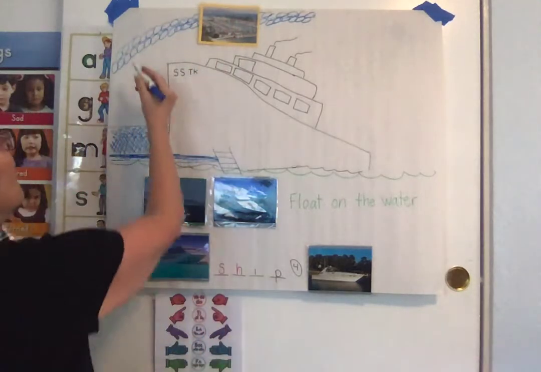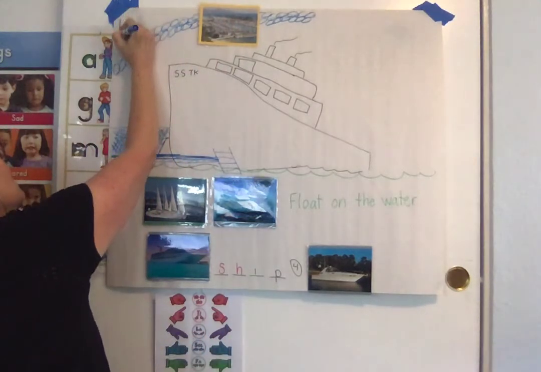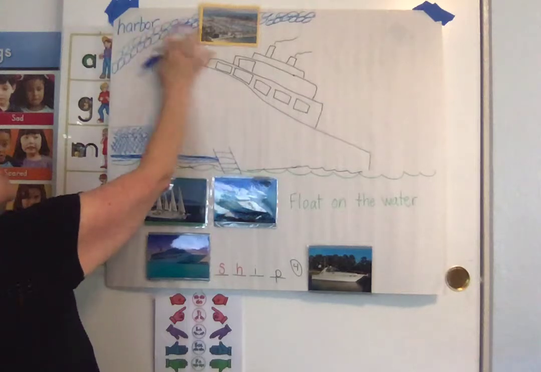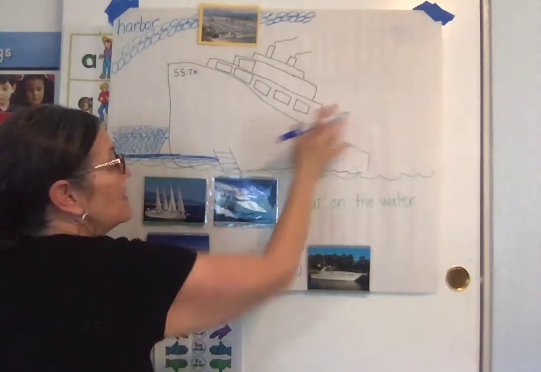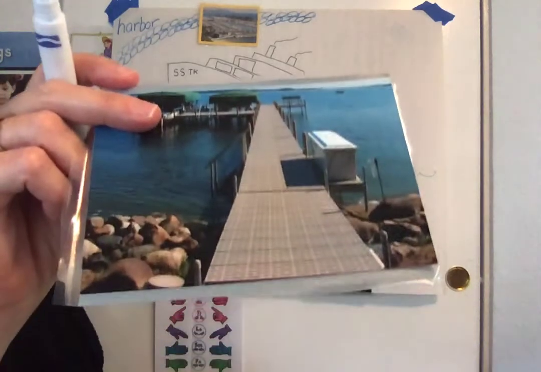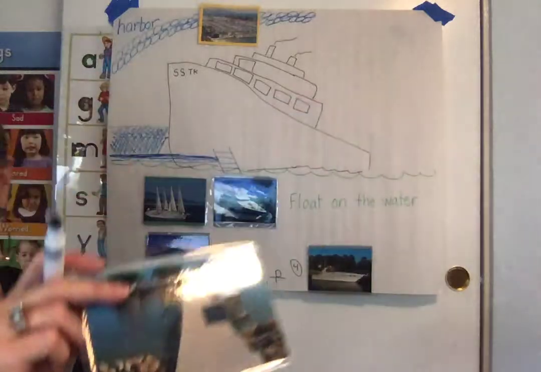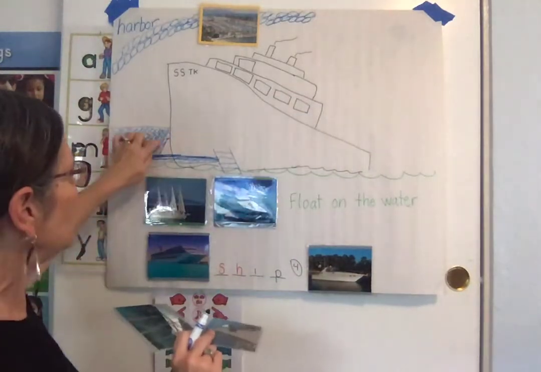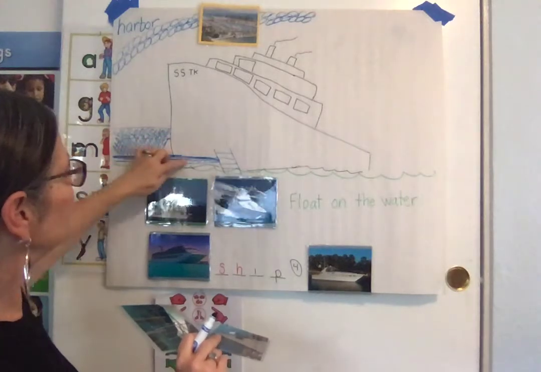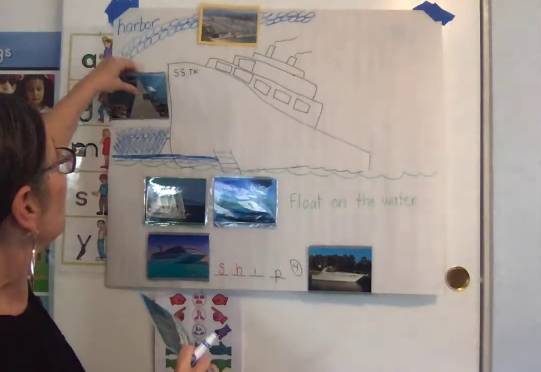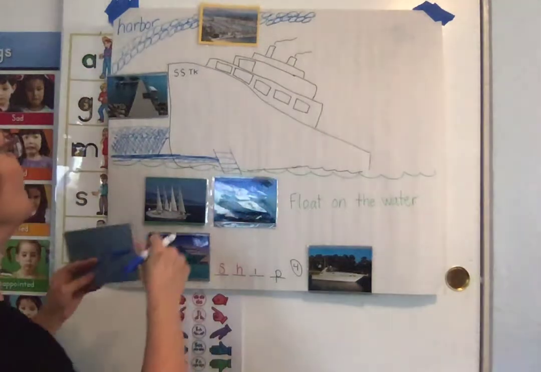So let me write harbor. H-A-R-B-O-R. So the space inside is called the harbor. It might be on a dock or at a slip. Remember, we talked about a slip is this piece right here. You go inside. Right here it makes a U around the ship. So right here, we can write dock.